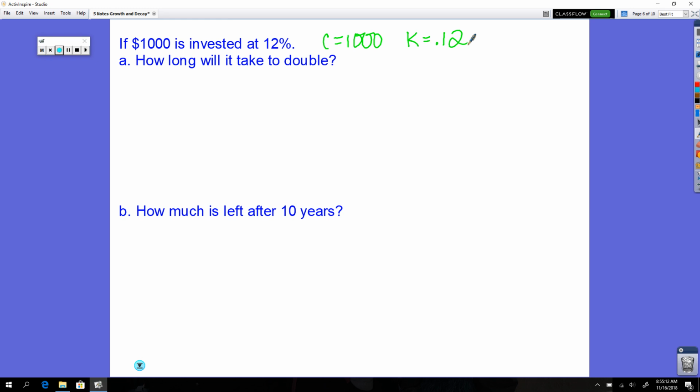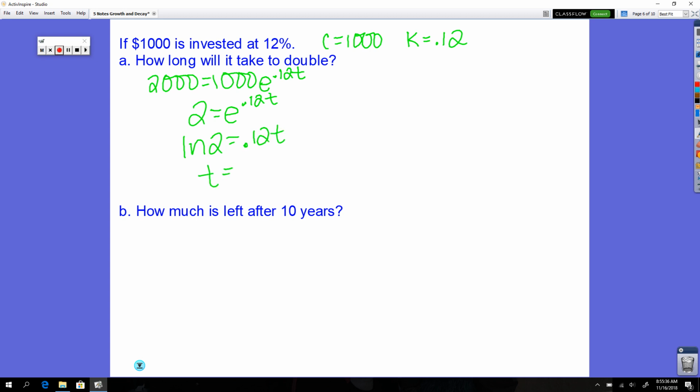So I am going to take 2,000 and set it equal to 1,000 e^(0.12t). I'm going to divide by 1,000, so 2 equals e^(0.12t). Take the ln of both sides.